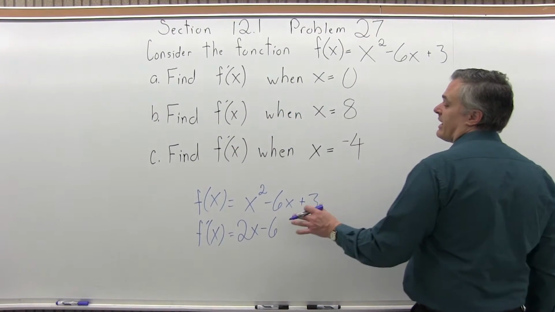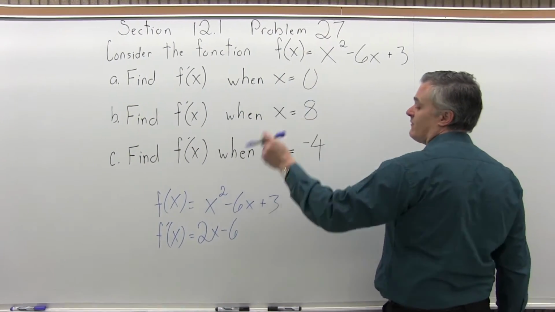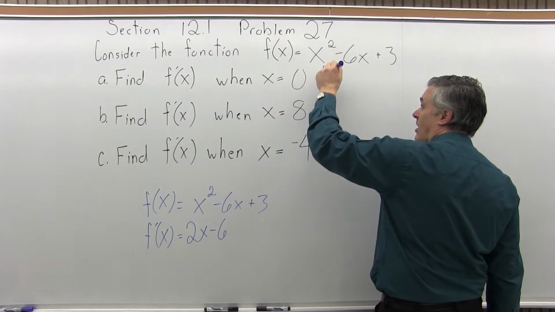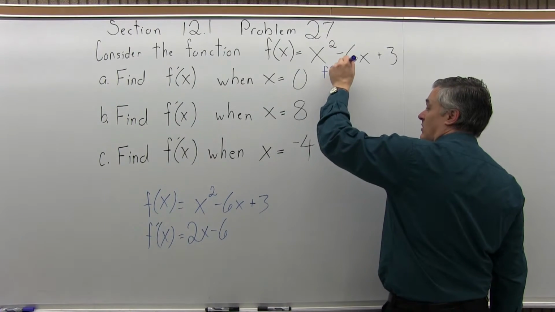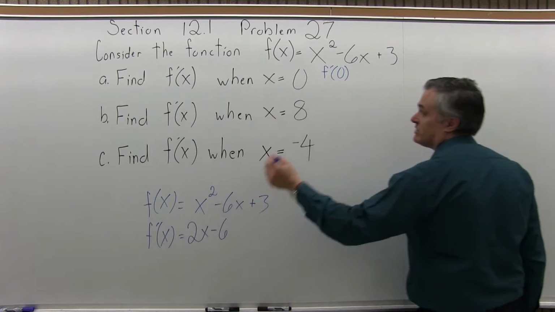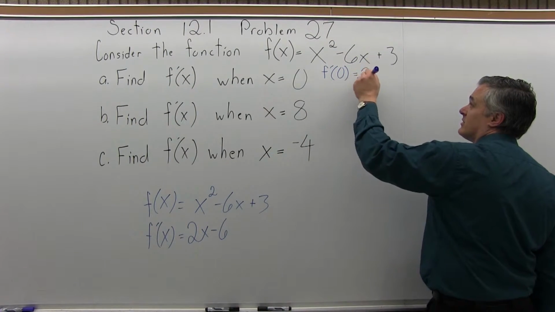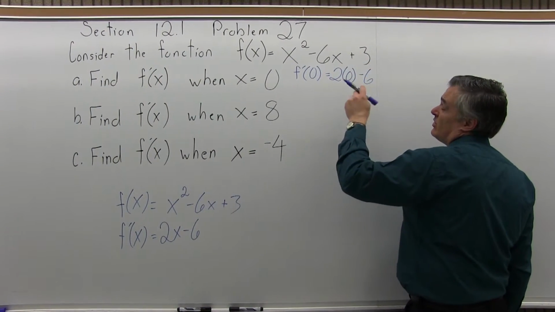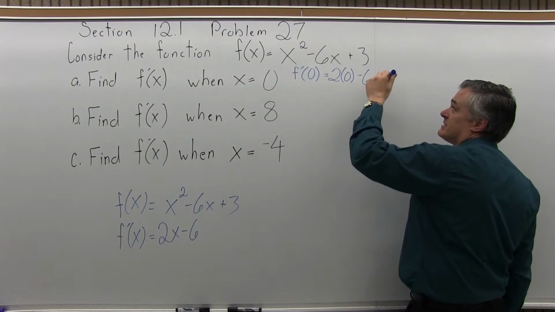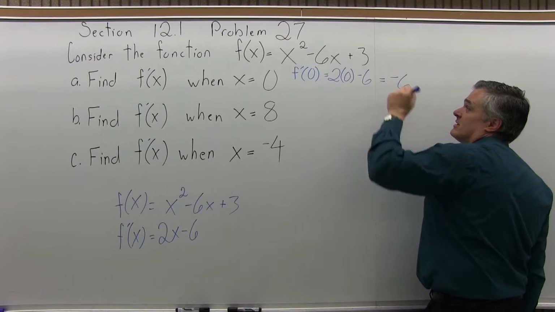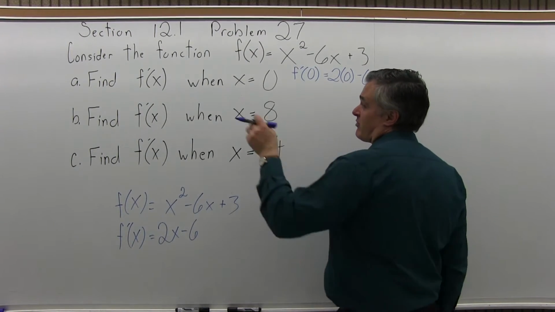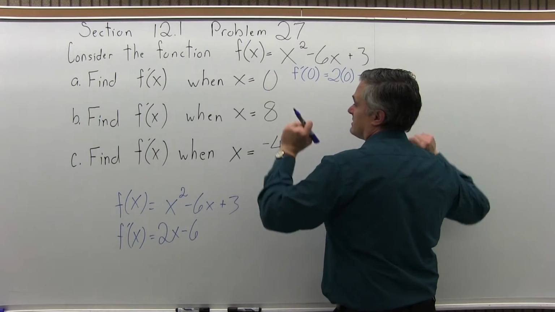So now part A, find f prime of x when x is 0. So f prime of 0 is 2 times x, which is 2x, or 2 times 0 in this case, minus 6. Well, 2 times 0 is 0. 0 minus 6 is minus 6. And that's the answer for part A. F prime of x when x is 0 is negative 6.